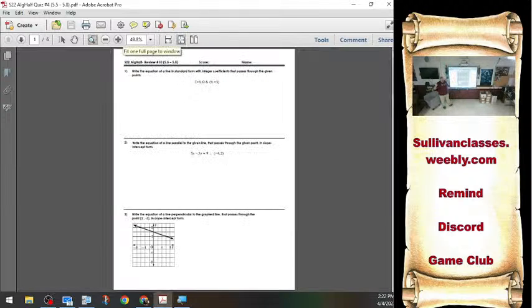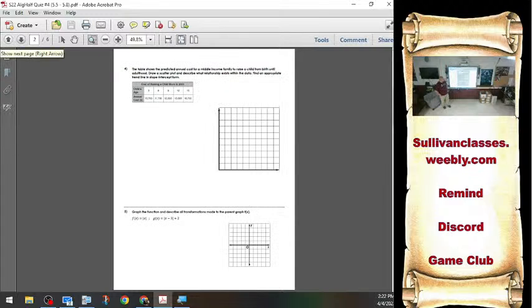So 5-5 was standard form. 5-6, which we spent 2 days on, notice 2 questions, was parallel perpendicular lines. Flip it over to the back, you notice there's only 2 instead of 3 questions. That's because one of them is just really big. This was our trend lines. Trend lines was basically blah, blah, blah word problem, right?